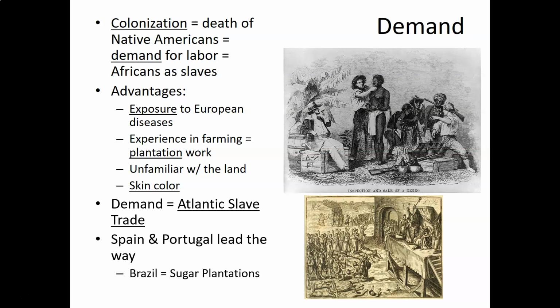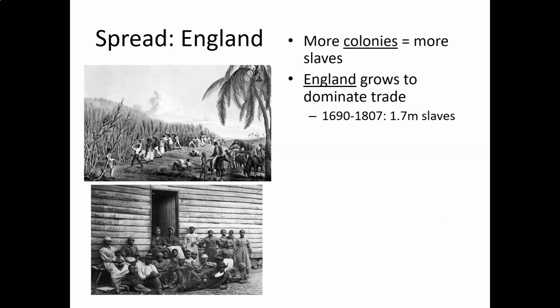Okay, and all of this demand for labor and these reasons leads to the Atlantic slave trade taking off. Okay, now I already mentioned it a little bit here when we first came on the slide. Spain and Portugal are going to be the first ones to lead the way here from a European standpoint. And remember, it gets its start because in Brazil, the demand for sugar and the sugar plantations there lead to the slave trade taking off.